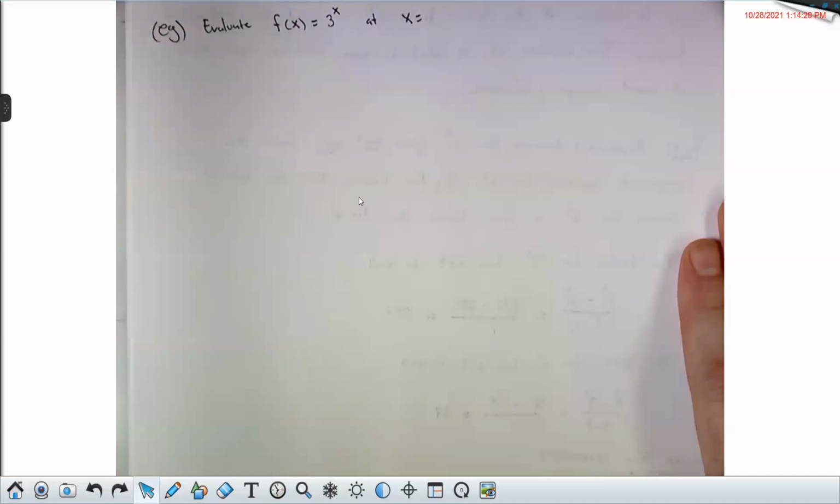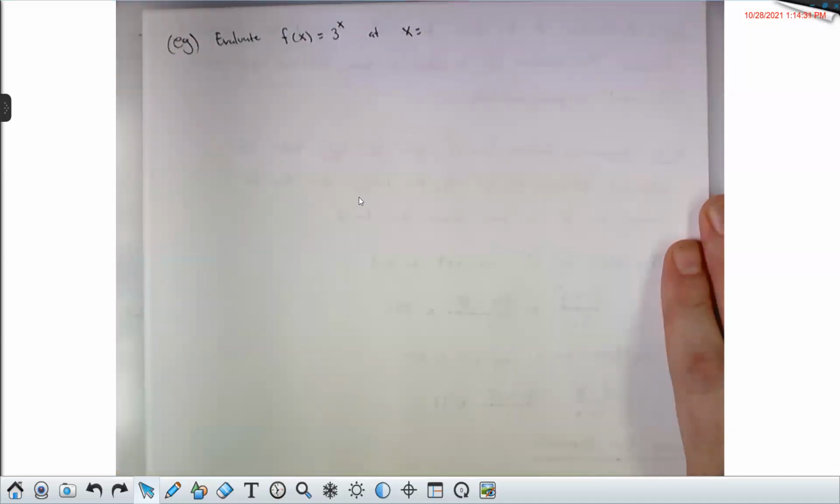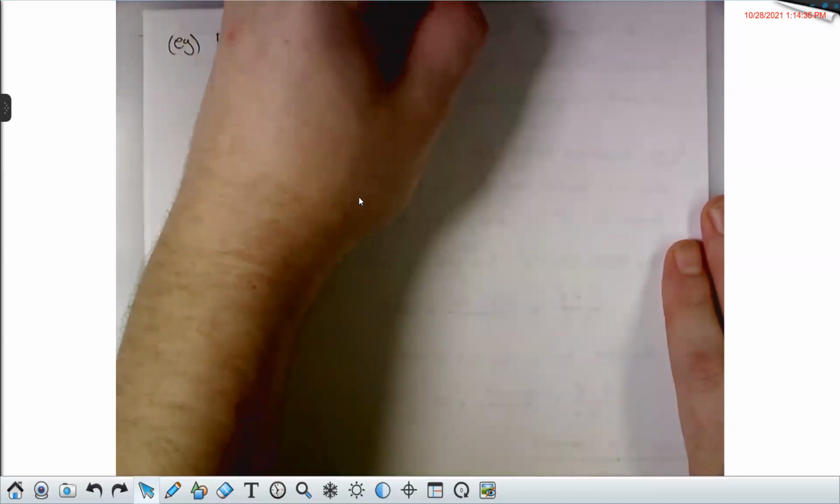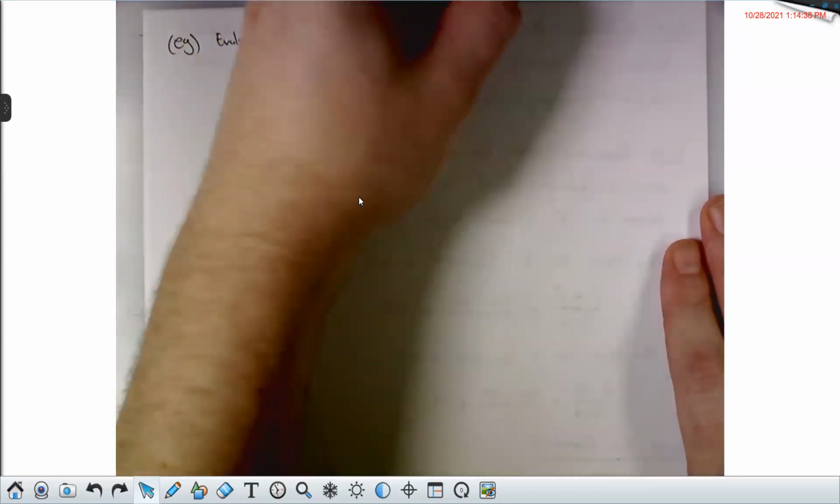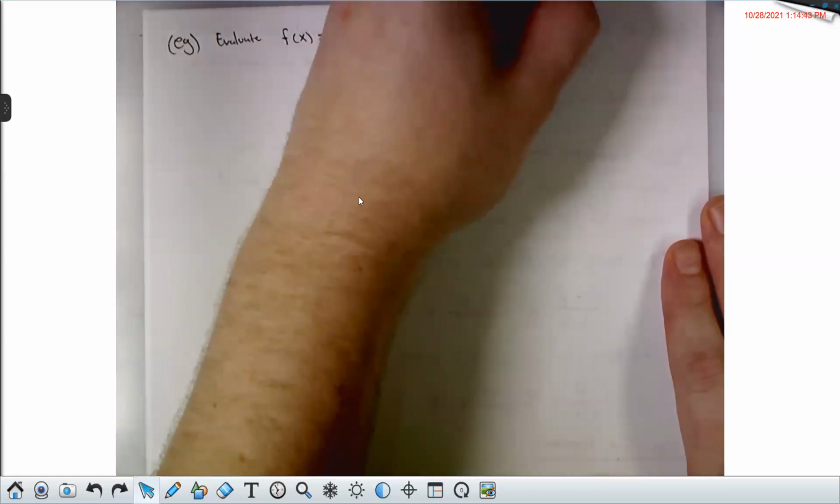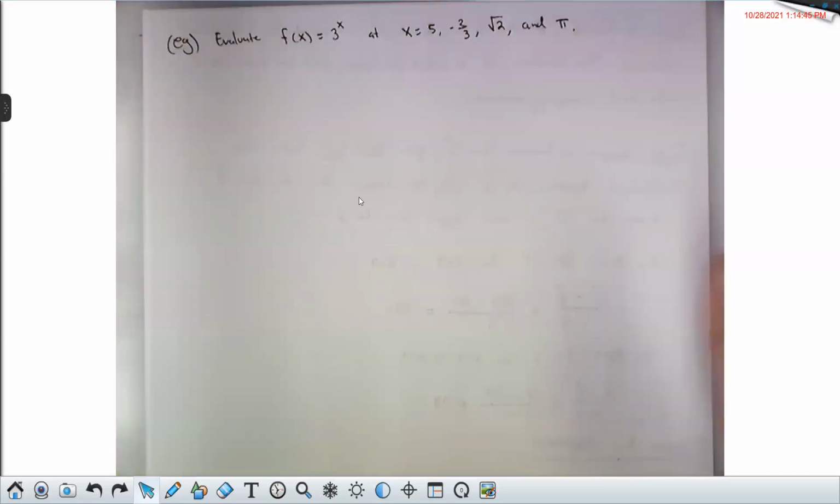So let's evaluate the function f of x equals 3 to the x at x equals 5, -2/3, the square root of 2, and pi. Some are more manageable than others. In fact, these get worse as you go on that list. So 5 is probably the easiest to make sense of, -2/3 a little weirder. Root 2 and pi are frankly a bit strange, but we'll get there. It's not that bad.